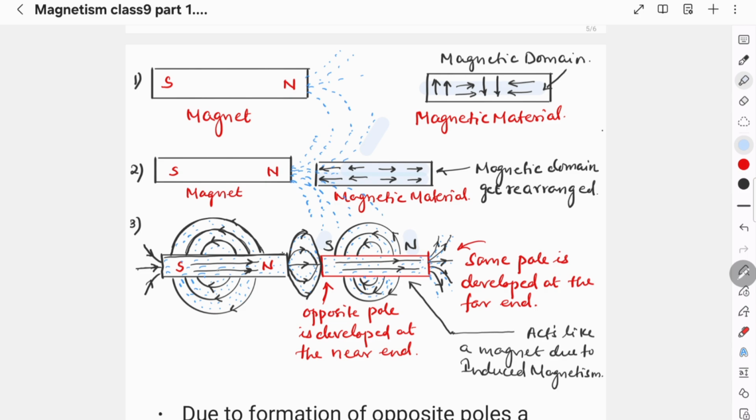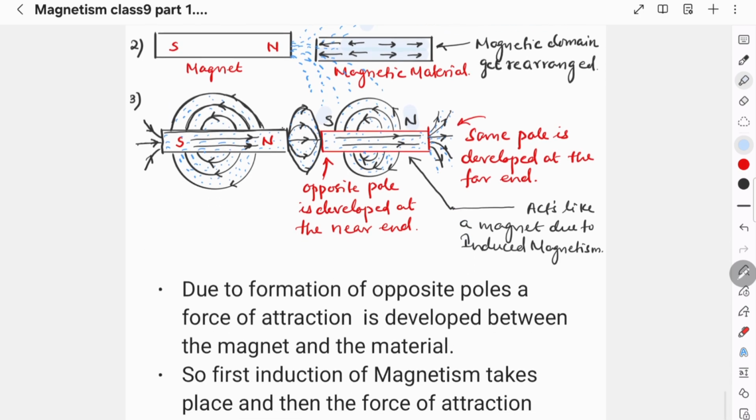And you can see the lines of magnetic force, how they are flowing through this magnet as well as this magnetic material. So due to this induced magnetism, the magnetic material starts acting like a magnet. This is how we can understand the induced effect.